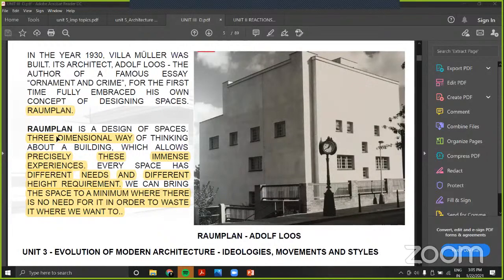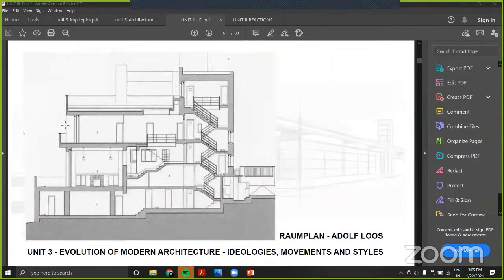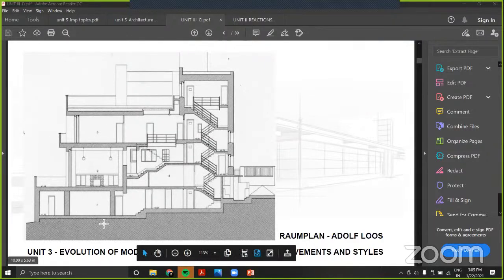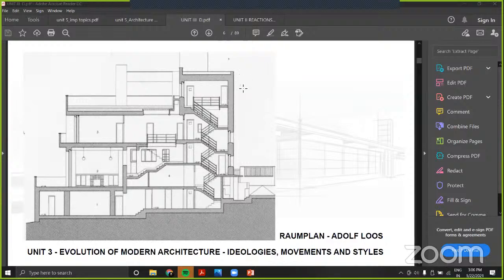The Raumplan is a design of spaces, a three-dimensional way of thinking about a building, which allows a precise and immersive experience. Each space has different needs and different height requirements. We can bring the space to the minimum where there is no need for it, in order not to waste it. He designed this building so that certain spaces have a double-story height and certain spaces a single story height. So he designed according to the spatial need and the need of the user.